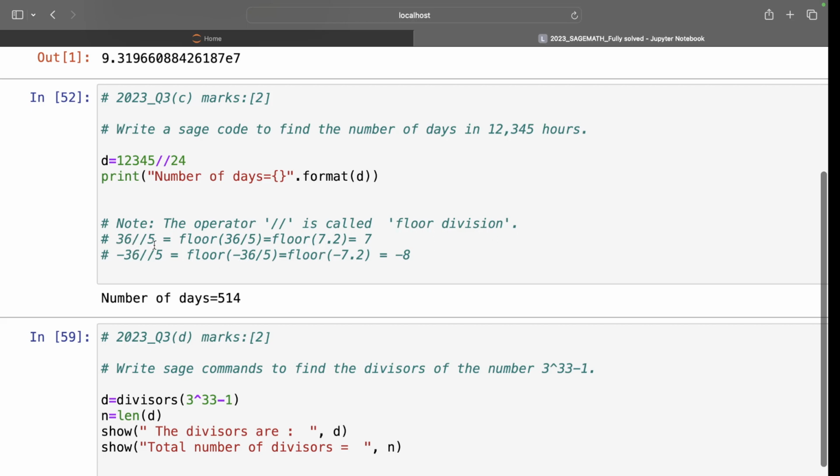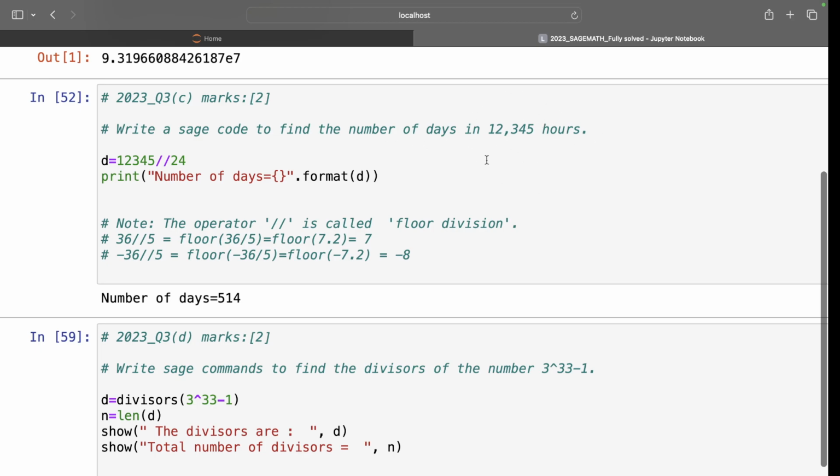So 36 double slash 5: 5 sixes are 30, 5 sevens are 35. So 7 is the quotient. So floor of 36 by 5, that is the floor of 7.2, the nearest lower integer, that is 7. But minus 36 double slash 5 is the floor of minus 36 by 5, that is the floor of minus 7.2, which is minus 8.